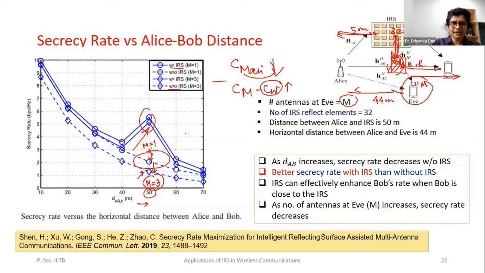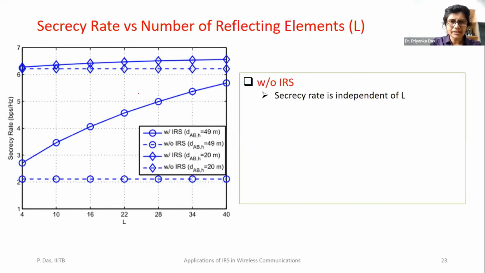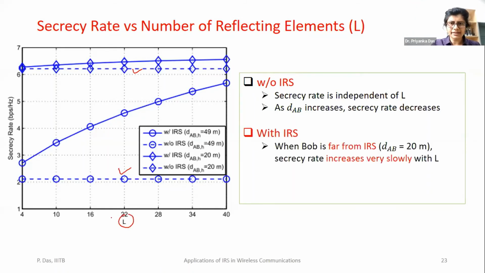All right, let me see another one: secrecy rate versus L, the number of IRS elements. Here you have the number of IRS elements and different curves. First, without IRS, this one and this one, it will be flat, it will not depend on the number of IRS elements.